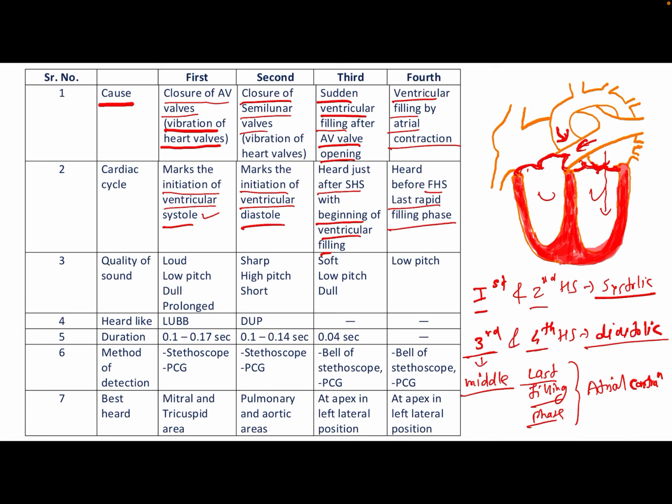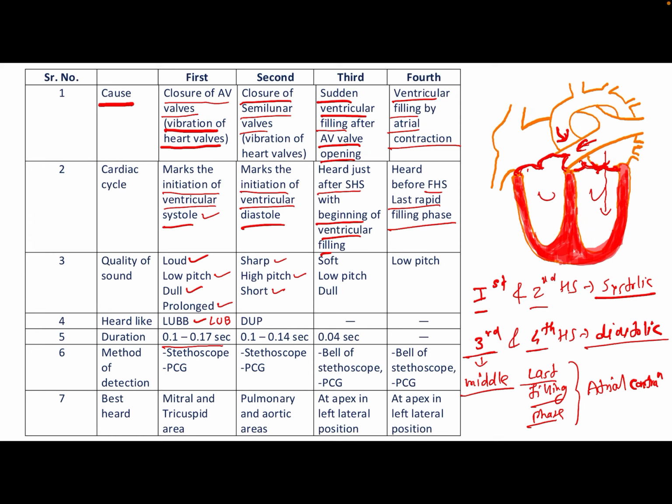Now what is the quality or characteristics of these sounds? The first heart sound is loud, low pitch, dull and prolonged, that is of longer duration. The second heart sound is sharp, high pitch, that is high frequency, and of shorter duration. The first heart sound is heard like lub. In some books it is also given as lub, and the duration is 0.1 to 0.17 seconds.